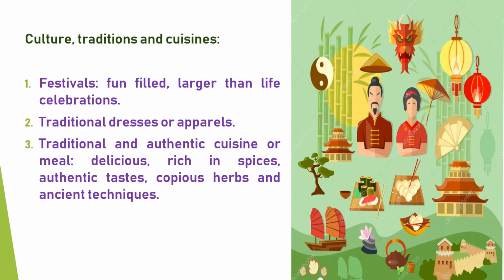recognition through cuisines. So you can always include that my hometown's best meal, or the most famous meal, is such and such thing. It is filled with delicious and rich spices, which gives it an authentic taste. So this is the way you can explain a cuisine. Moreover, it consists of copious herbs and it is made with ancient techniques. So this is the way you construct your answer about a food, a meal, or a cuisine which is very special for your hometown in your culture.